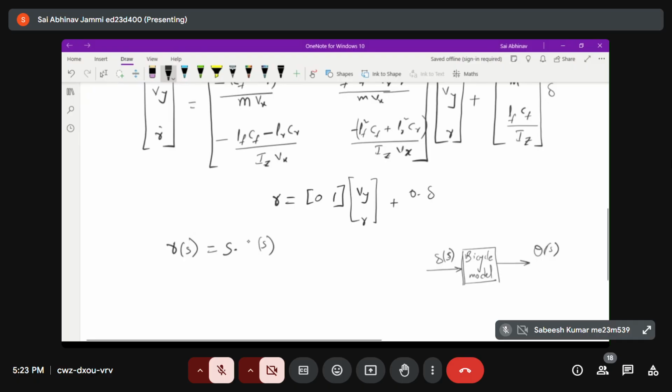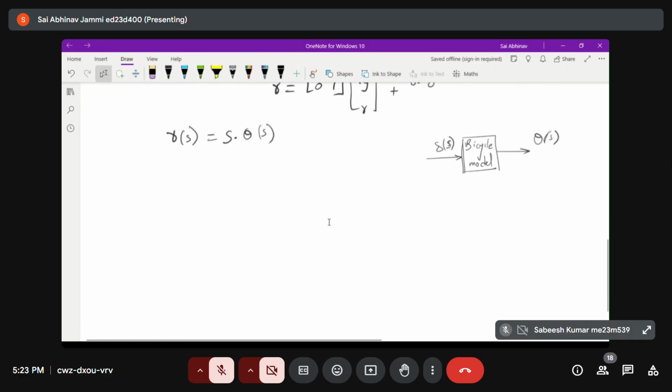R of S will be S times theta of S. So now once I get the transfer function of R, and get the transfer function S to get theta, I have the state space form, right? So if I have a state space representation of x dot equals Ax plus Bu and y equals Cx plus Du.